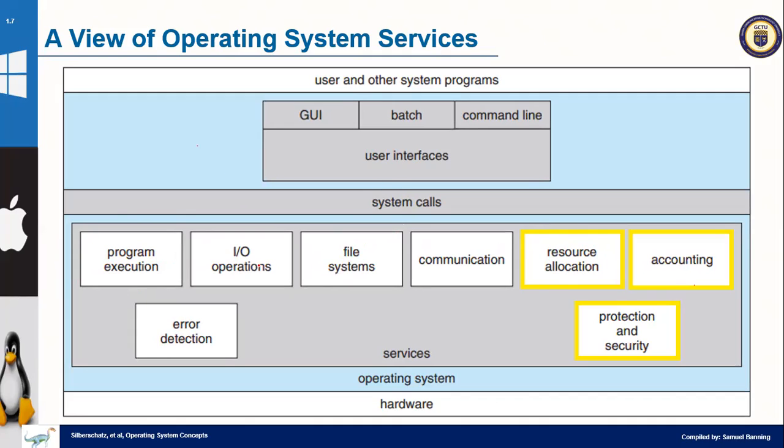Then all these services, all these functionalities, are accessed through system calls. So these are the various user interfaces. You have the graphical user interface, you have the batch, you have the command line. All these are user interfaces. So whichever user interface you belong to, you are able to access these functionalities with the help of system calls. You don't just access them directly. And so we're going to take some time to look at system calls.